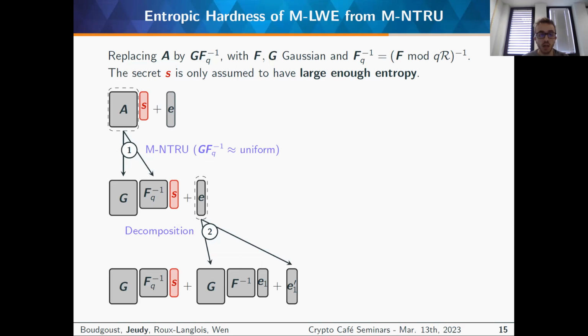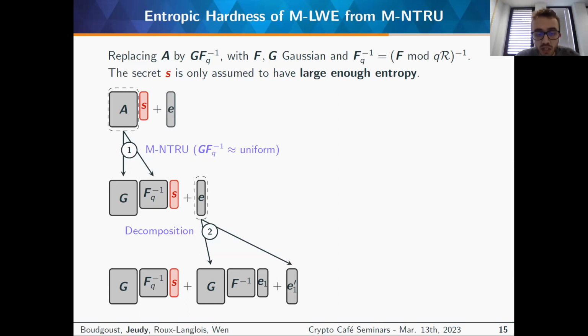Okay? So I start with AS plus E once again, and I use my lossy argument, but this time I don't replace A by BC plus N, but I use my modulo untrue assumption and replace A by G times FQ inverse. So if modulo untrue is hard, then the adversary should not have a significantly larger advantage in finding S in this situation.